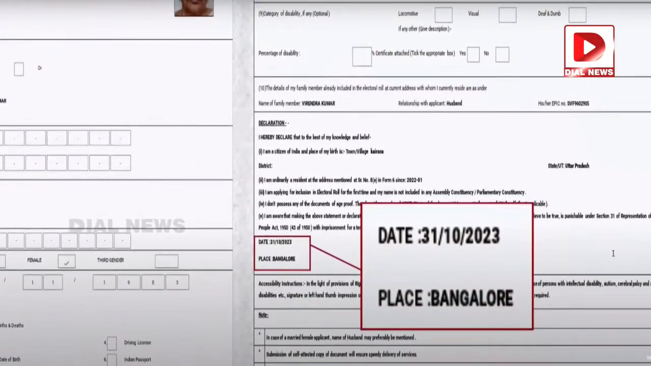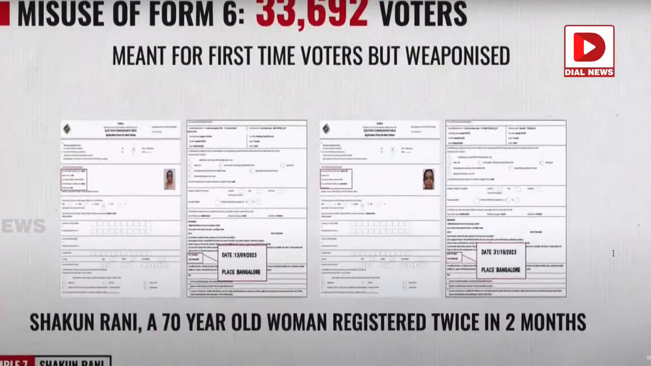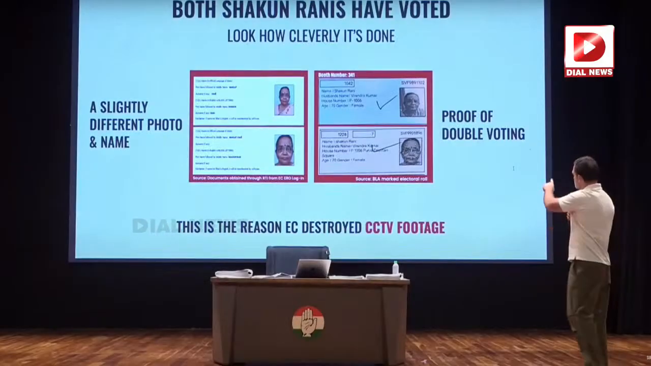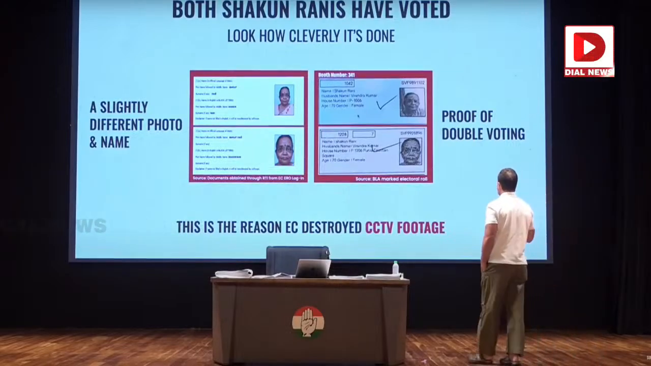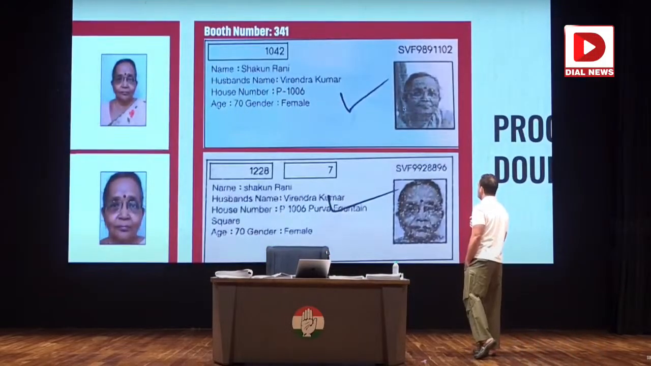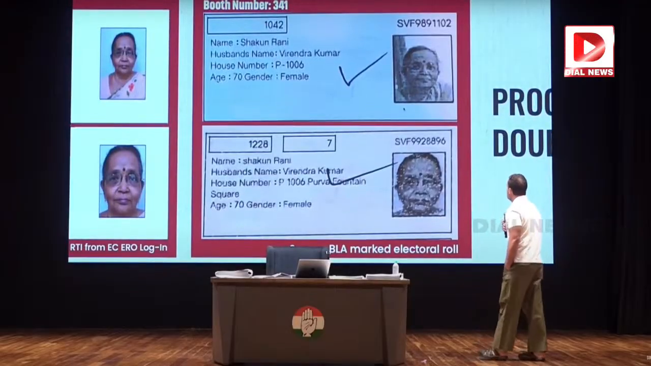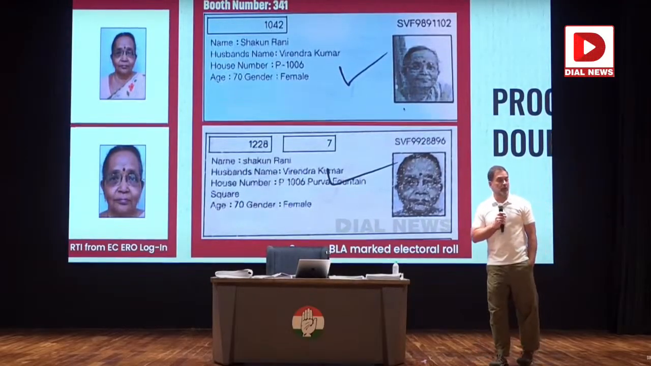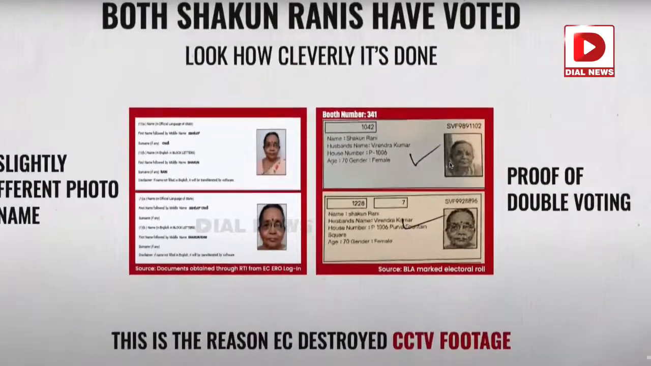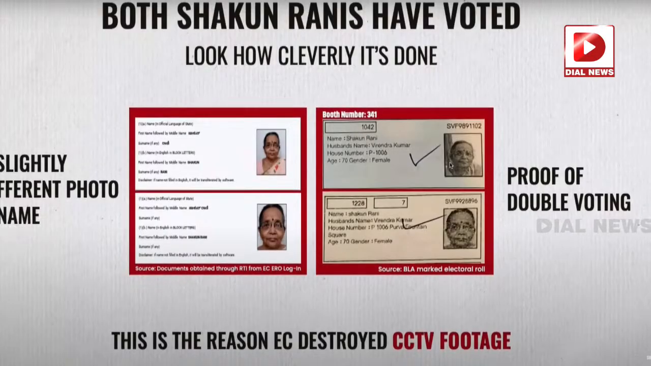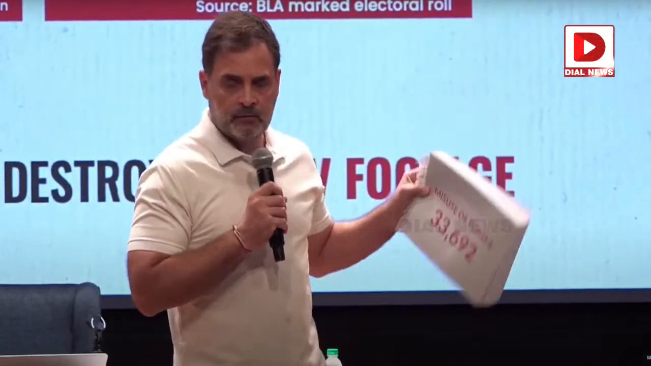31/10/23. So she becomes a voter twice, and then the beautiful thing is, show us the next slide, she actually votes twice. Or somebody votes twice for her. Right? There she is, that's the slip where she's been signed off as having voted in booth 341, and she's done it twice. Now we don't know if she's done it or somebody else has done it. Now this has been done by 33,000 people here in one assembly.